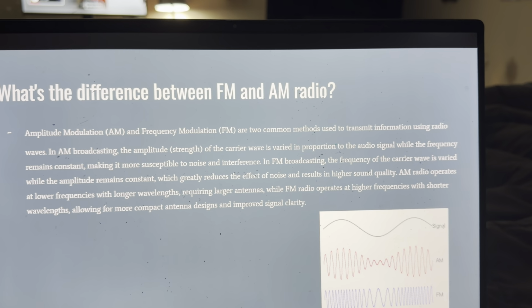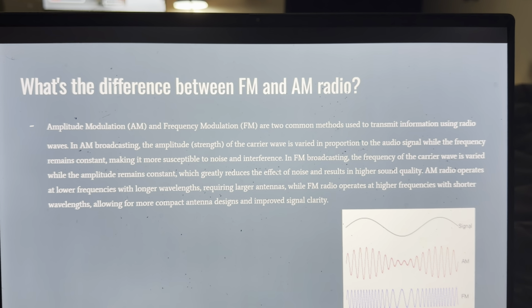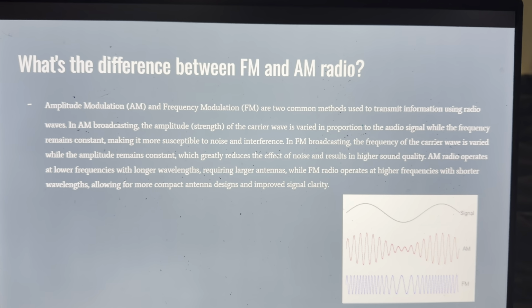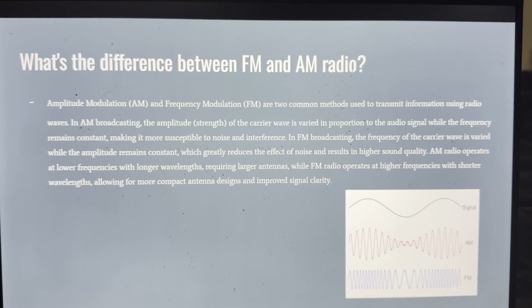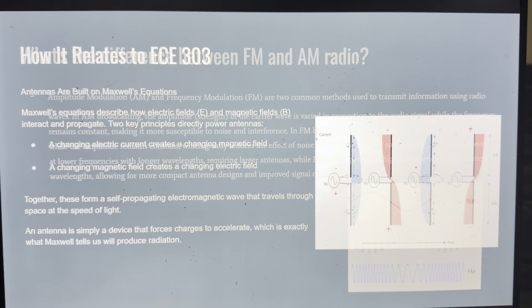But AM radio operates at lower frequencies with longer wavelengths, requiring larger antennas, while FM operates at higher frequencies with shorter wavelengths, allowing for more compact antenna design and improved signal clarity.